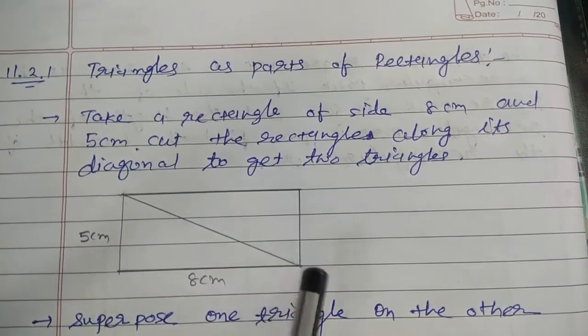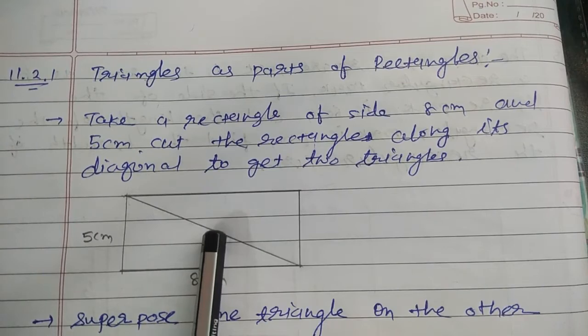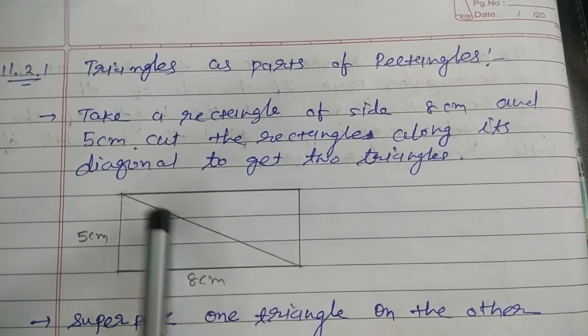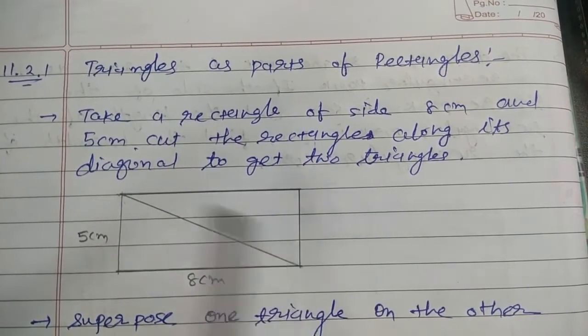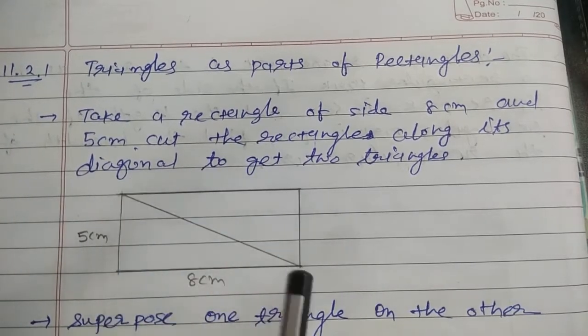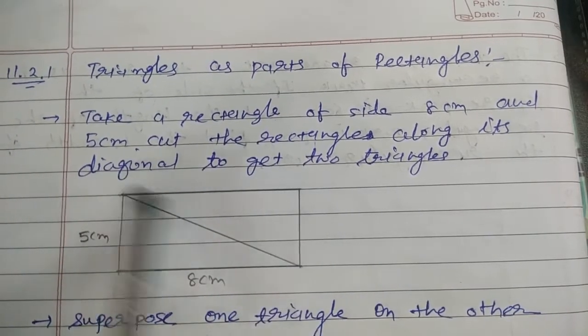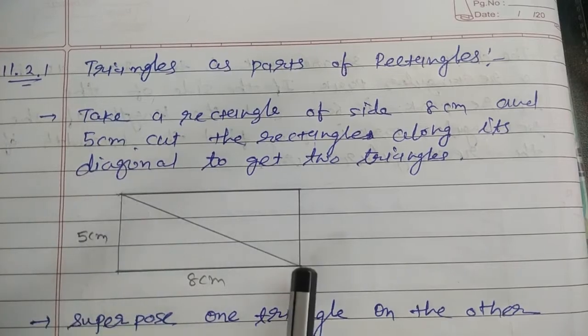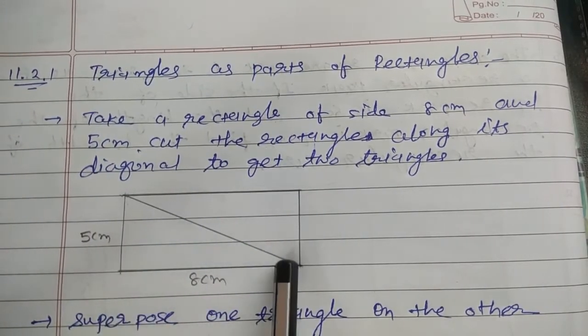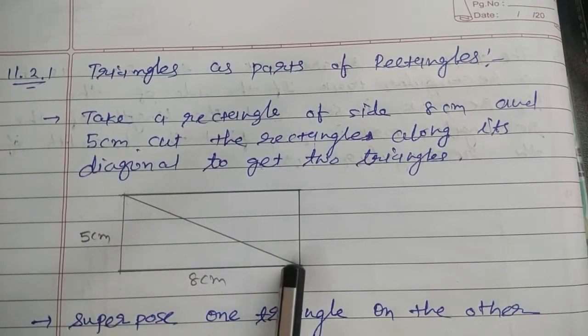Diagonal is nothing but a straight line which connects two opposite corners of a polygon. Here it is a rectangle, so what are the two opposite corners? Two vertices which are opposite, which are not connected. When we connect these two vertices, it is a diagonal. Now we have to cut it out.